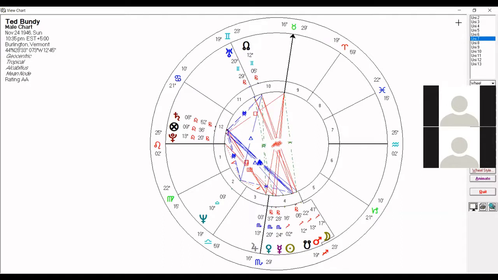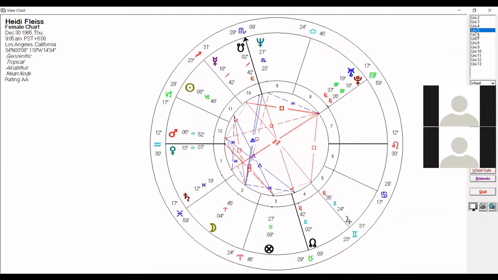Let's see if we can find a chart with applying. This should have it. Can you see this new chart? This one was called the DC Madam, Heidi Fleiss. She had a prostitution agency that catered to all of the different politicians and diplomats. There should be one here.